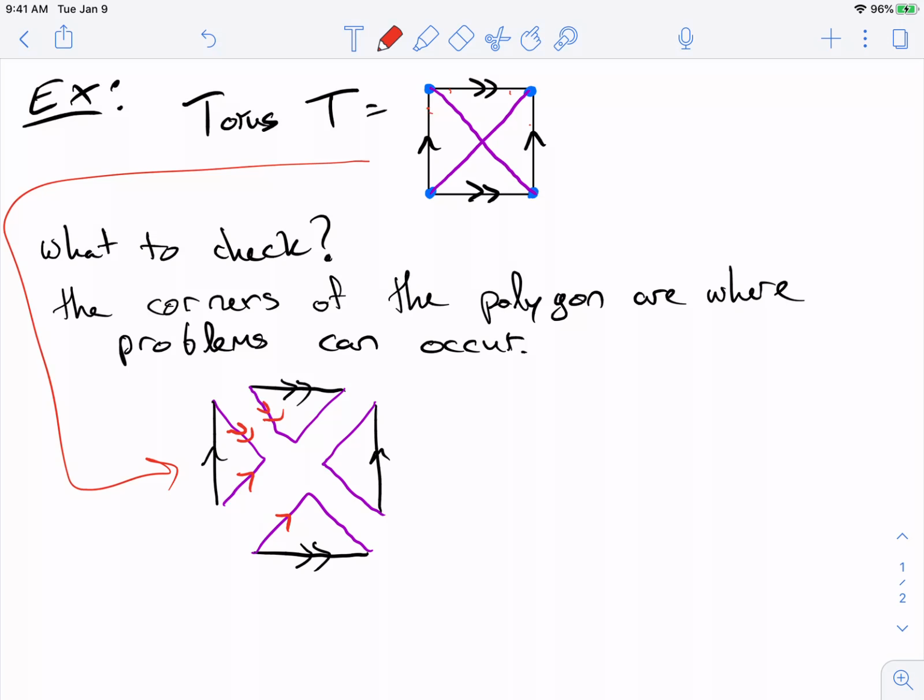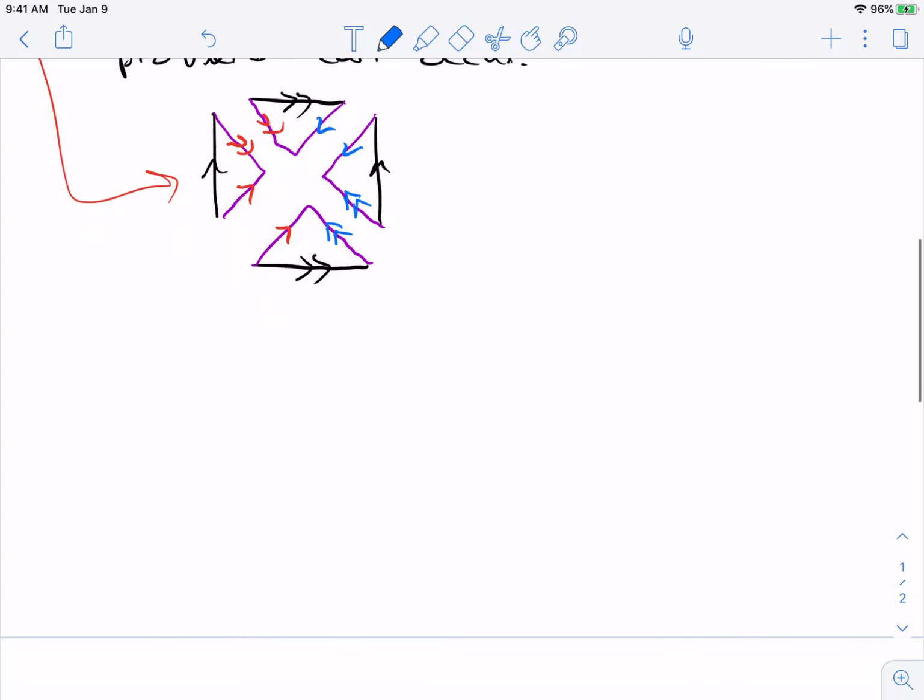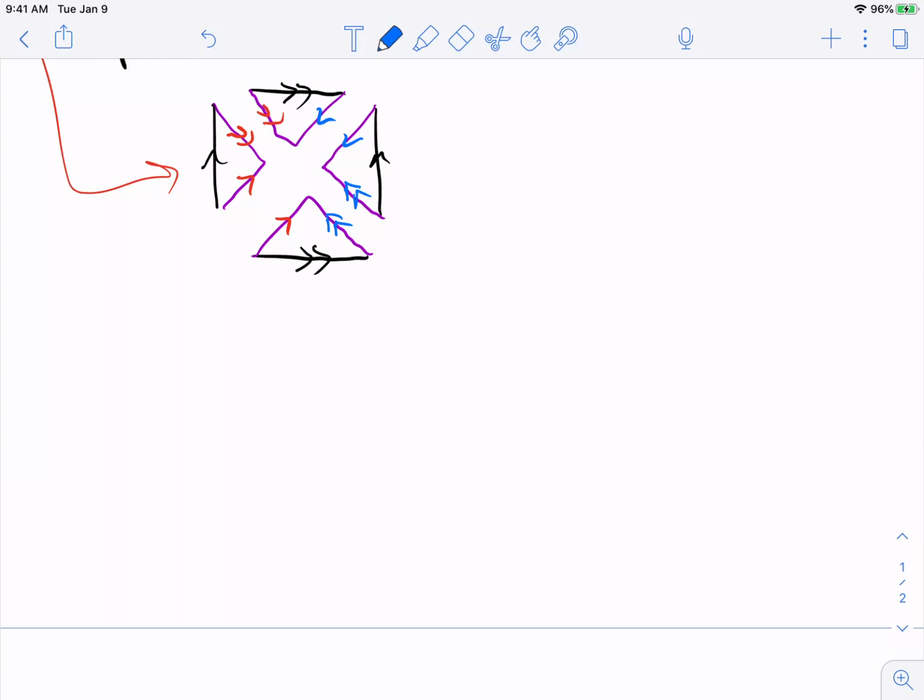This is glued to that. This side's glued to that side. This side's glued to that side. So this is another way of representing the torus, where I'm thinking of it as being built out of 4 pieces rather than just one single square. And now I can move these triangles around and glue them back together in certain ways.